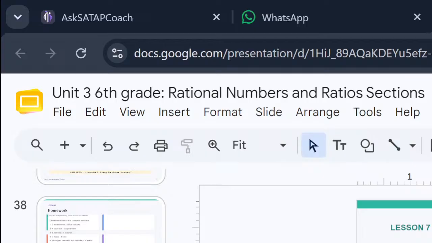Find missing values from the ratio table. The ratio table is the table right here. Think, 2 tickets cost $6. What scale factor creates each row? And then try it. Complete the table and explain one row.